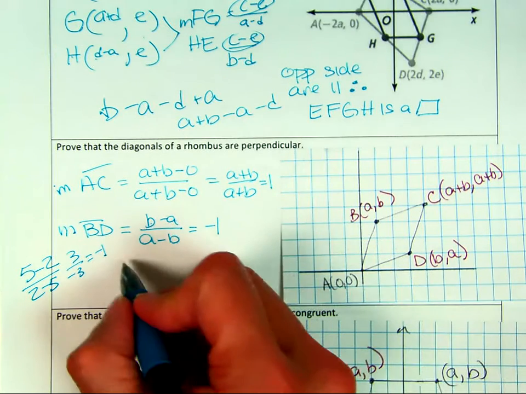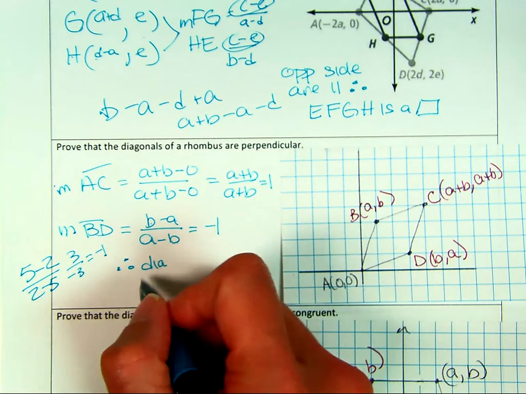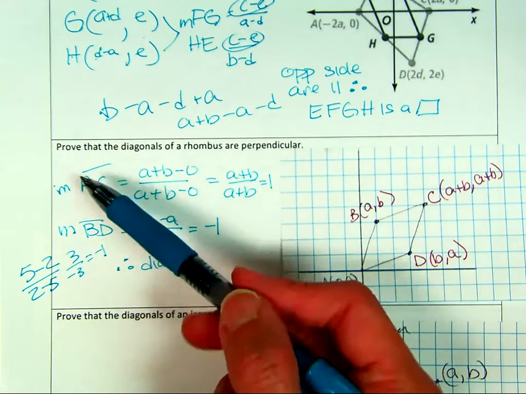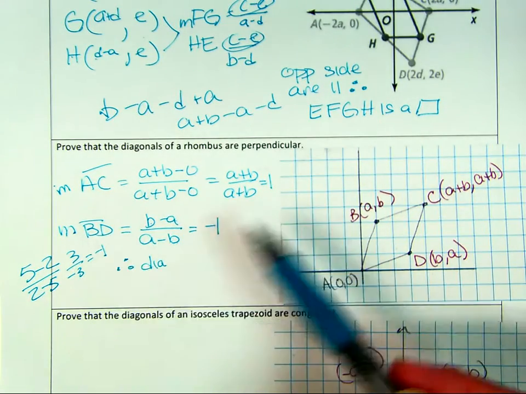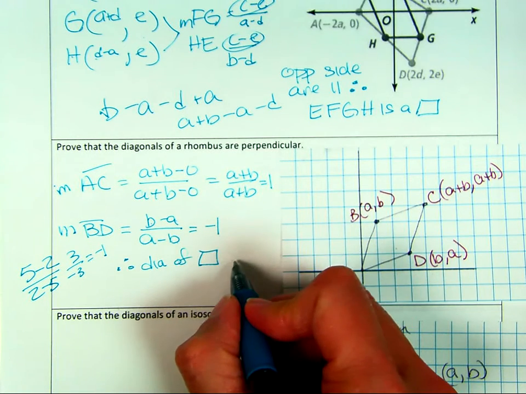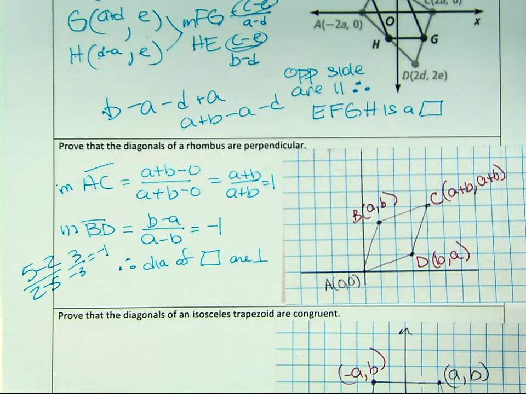And then I would say, up here, I would have said it. I'm not going to write it all down. The slope of AC and BD are negative reciprocals, therefore the diagonals of the parallelogram are perpendicular. But say that other stuff first. The writing is super important in all this.